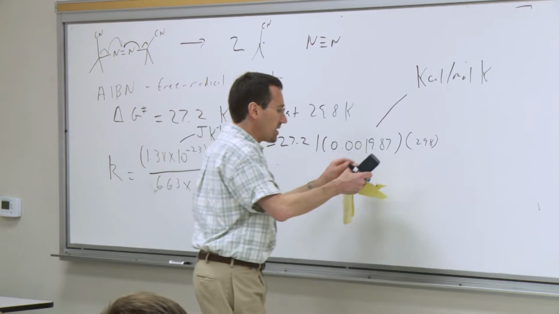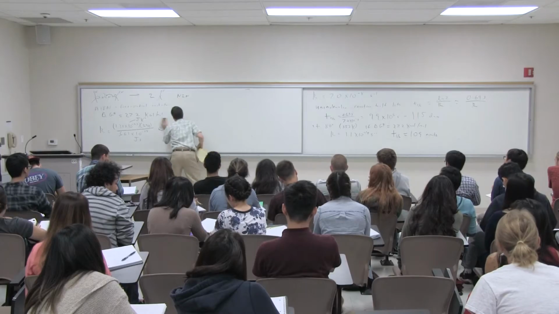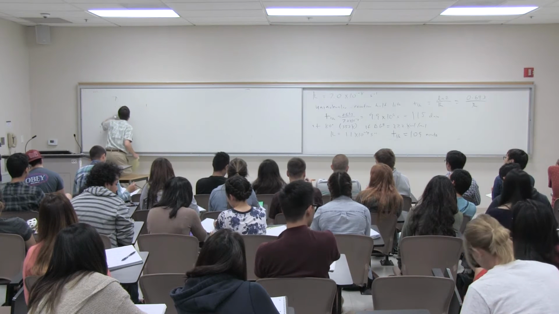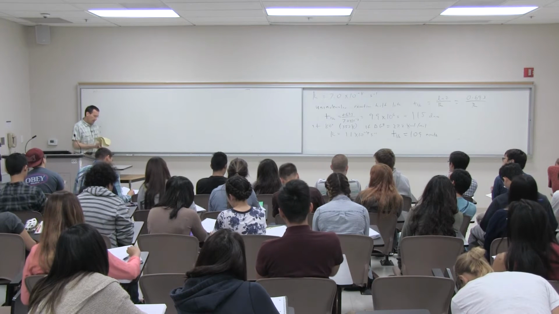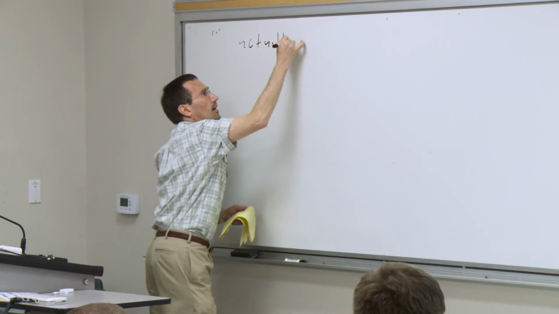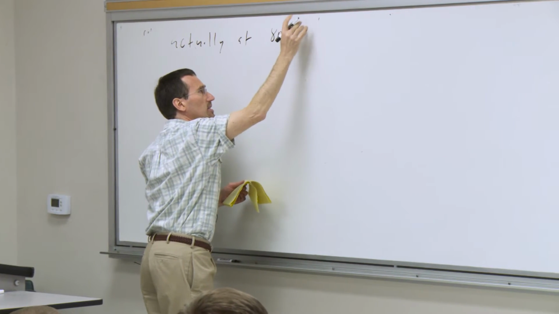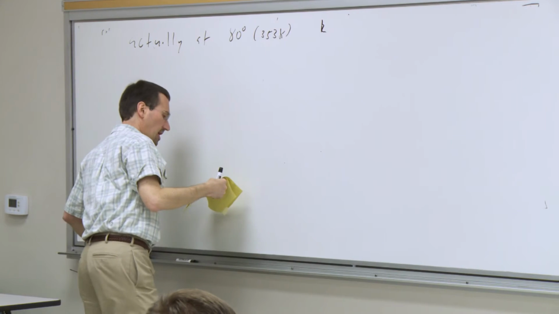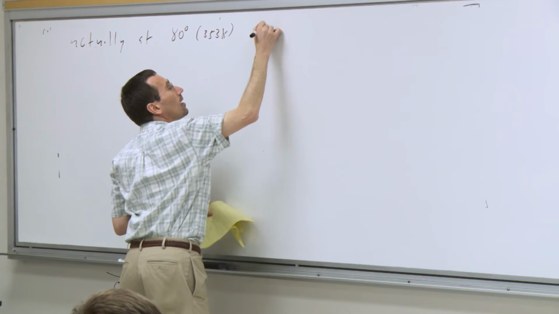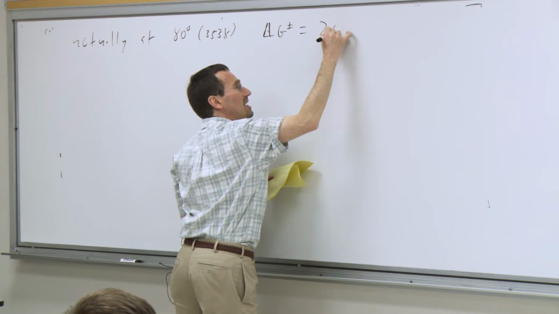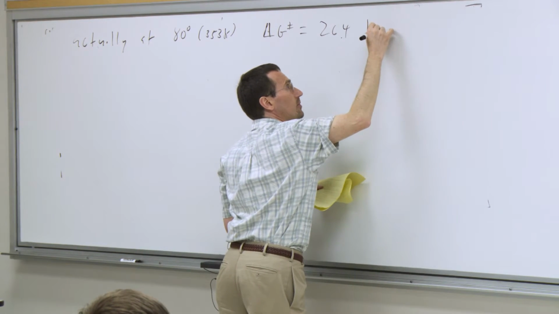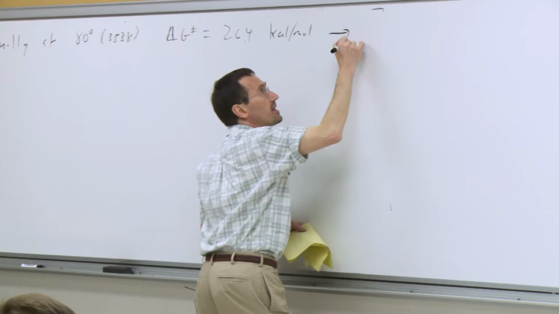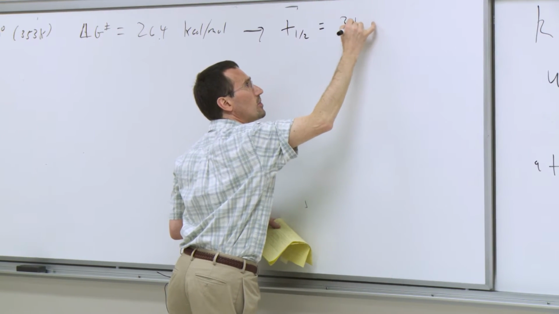All right, the only thing then I want to go ahead and mention is the fact that, as I said, to a first order approximation delta G double dagger doesn't change with temperature. Actually, at 80 degrees Celsius, 353 K, the delta G double dagger is equal to 26.4 kilocalories per mole. In other words, and I'll just finish my thought here, that leads to a t1/2 of 35 minutes.